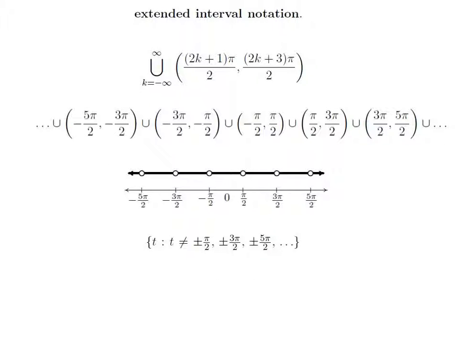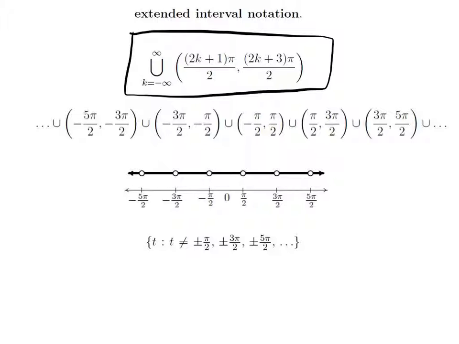This book uses what's called extended interval notation sometimes. So take a look at this for a minute. This does not look very pretty: a union from k equals negative infinity to infinity, with parentheses and these little k's and pi's. If you ever see that, don't freak out. Instead, understand what it means. If I let k equal 0, that would be gone, and that would be gone. And I'd be looking at pi halves and 3 pi halves. I'd be looking at this one right there: parenthesis, pi halves, comma, parenthesis. That's it.